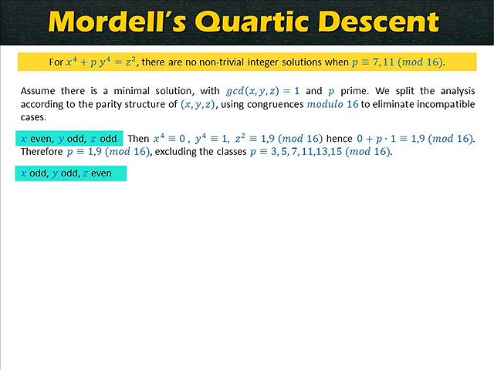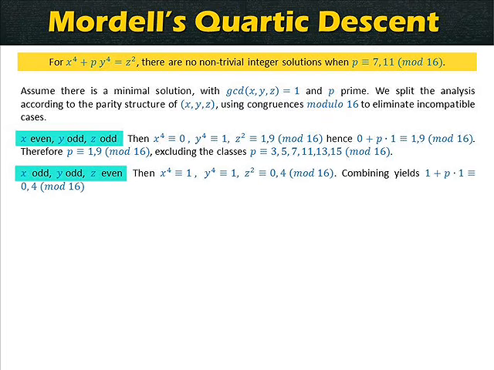Next, suppose x and y are odd while z is even. Reducing the equation, modulo 16 again leaves only two possibilities, 3 and 15 modulo 16. So the classes 1, 5, 7, 11, and 13 are ruled out.